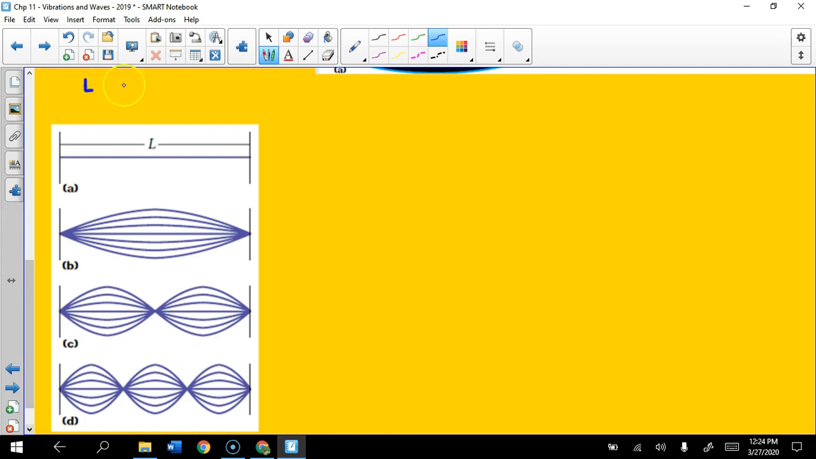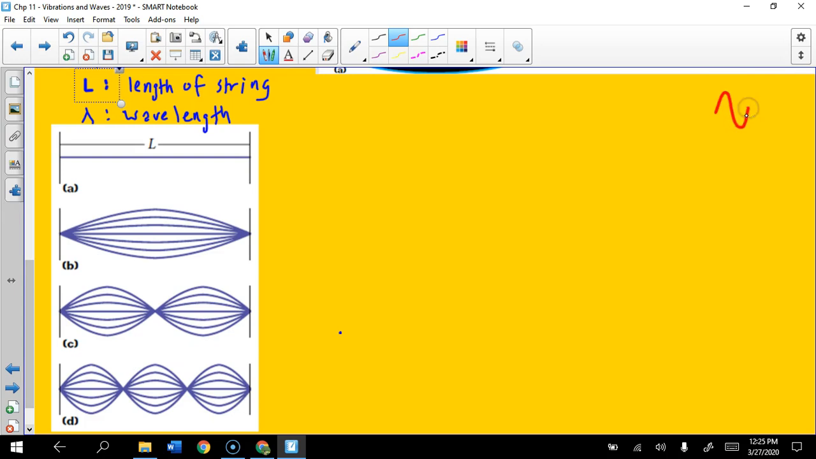L stands for the length of the string. I don't want you to get confused by these two. So it's the length of the string, whereas lambda stands for wavelength, the length of the wave. So once that string gets all bent in the shape of a curve, that would be a wavelength. Now, a wavelength, recall, if you forgot from before, I understand, no problem. We'll go over it again.